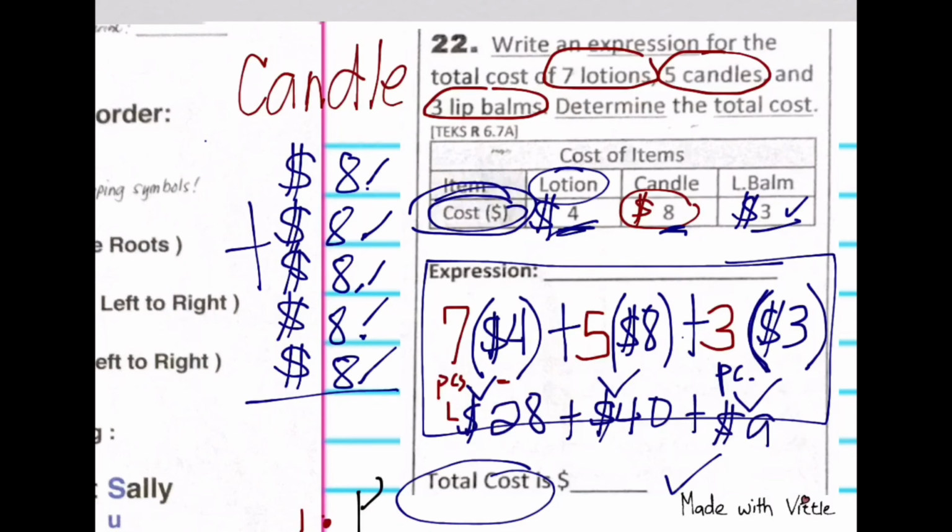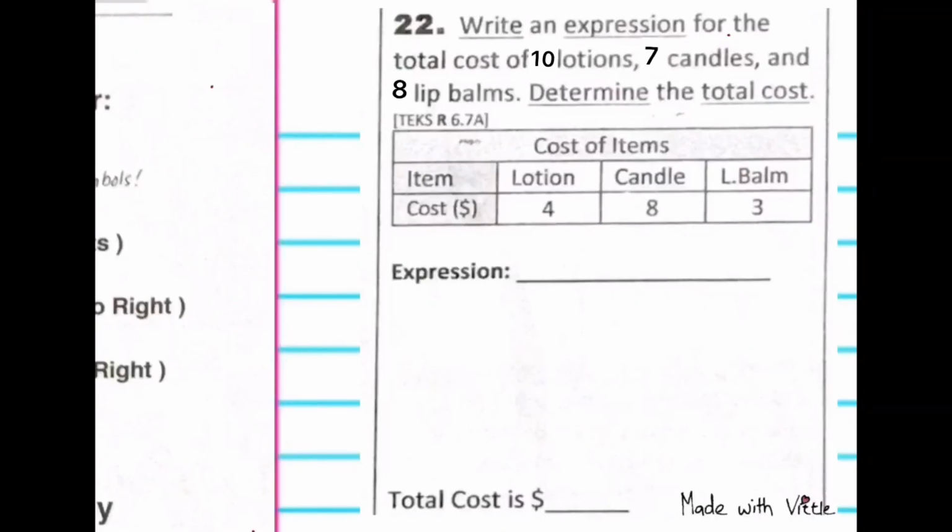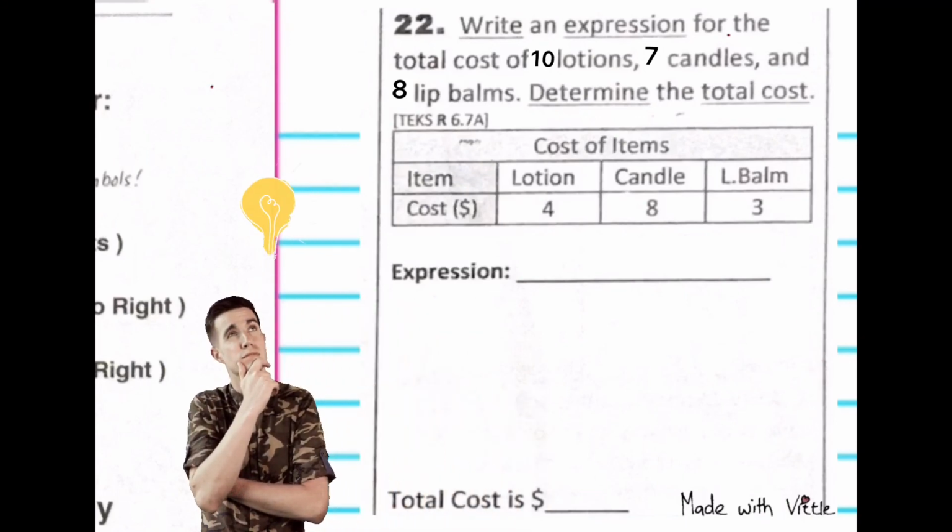After multiplying, add them up. Therefore, our total cost is $77. So as you can see, PEMDAS is applicable in real life, just as this example that we have.